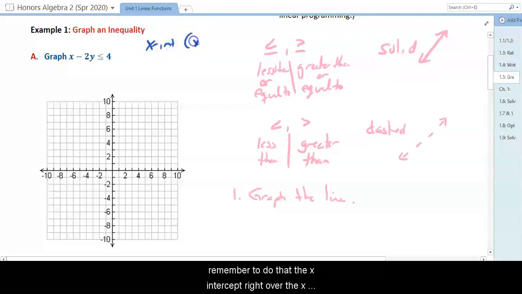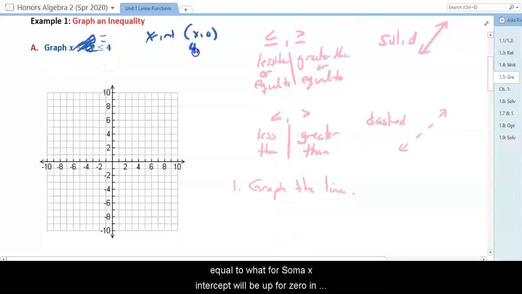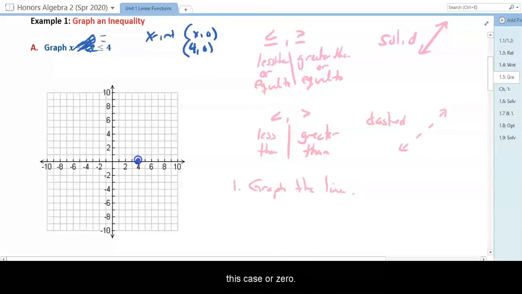And so remember to do that, the x-intercept, right? Remember the x-intercept would be x comma 0, which means I plug in a 0 for y, which means all of this goes away. And we pretend that this is an equal sign here for a second. X is equal to what? 4. So my x-intercept would be at 4, 0 in this case.